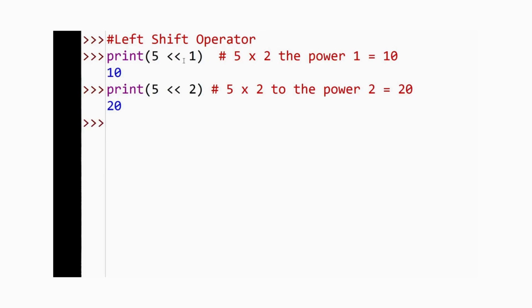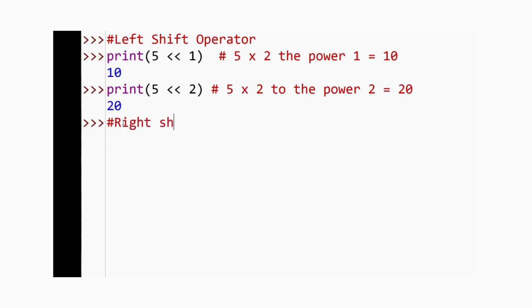If 1 is written here, it is 2 to the power 1. If 2 is written here, 2 to the power 2. If 7 is written here, 2 to the power 7. Like that it should go. So next we will see the right shift operator.